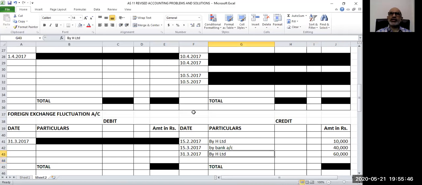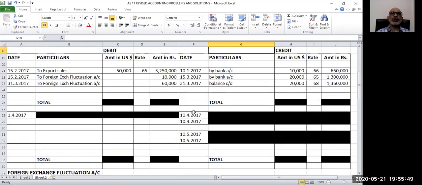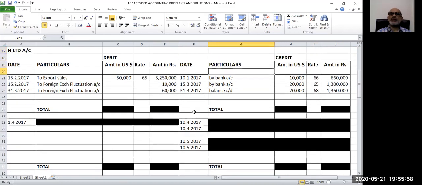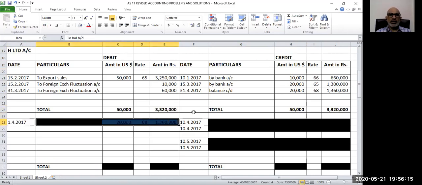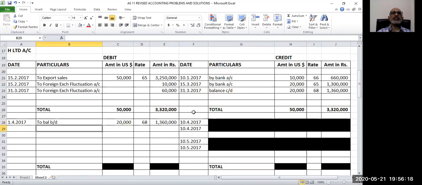Now this is the end of the year, so we have to close the account. In case of H limited, the balance is already carried forward, $20,000 at 68 rupees that we have carried forward at the end of the year. So we can take the totals, both amount in US dollar and amount in rupees. So this amount will be carried forward to the next year. So next year we will have the opening balance $20,000, 68 rupees per dollar, and 13,60,000 is the Indian rupees equivalent amount.